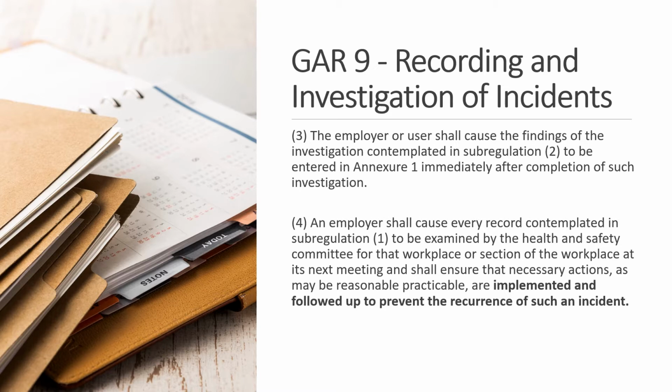An employer shall cause every record contemplated in Sub-Regulation 1 to be examined by the Health and Safety Committee for that workplace or section of the workplace at its next meeting, and shall ensure that necessary actions, as may be reasonably practicable, are implemented and followed up to prevent the reoccurrence of such an incident.